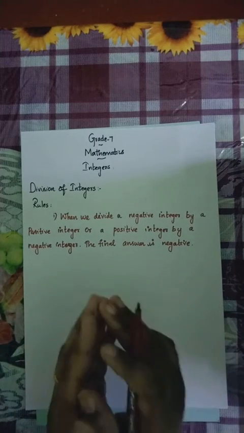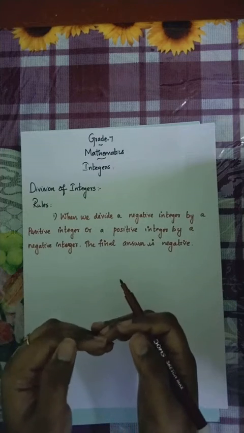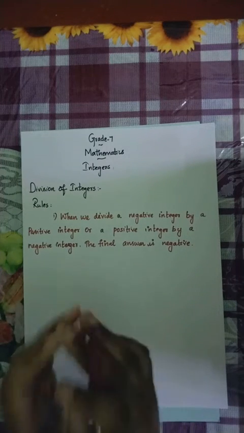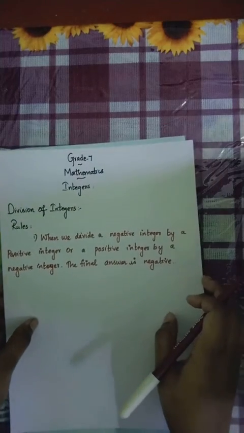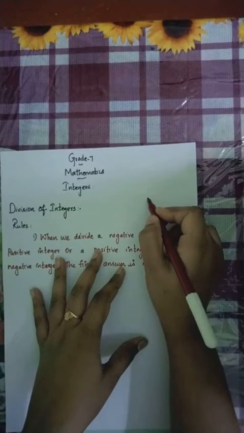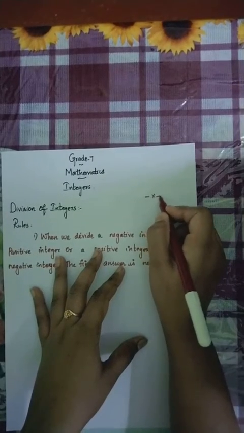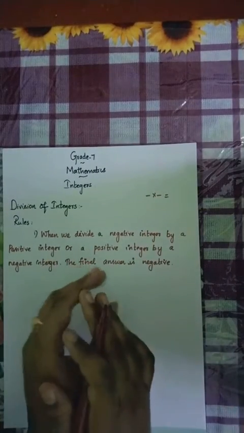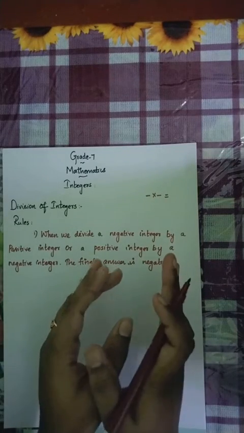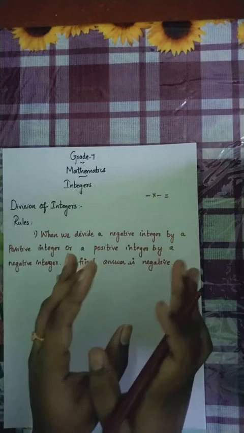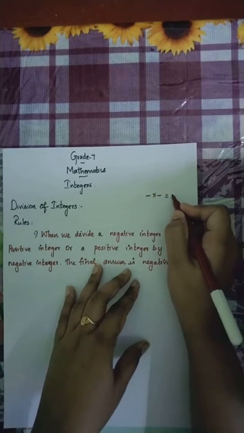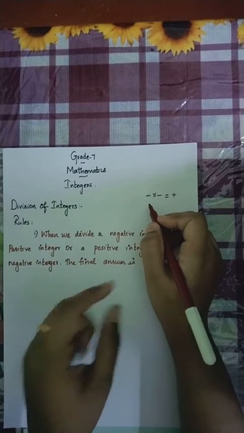Okay, division of integers. Before getting into the topic, we have some rules under division. Before that, we have already learned one thing in multiplication. When you're multiplying two negative numbers, that is minus into minus, two like signs, what is the final product? You will get a positive product.